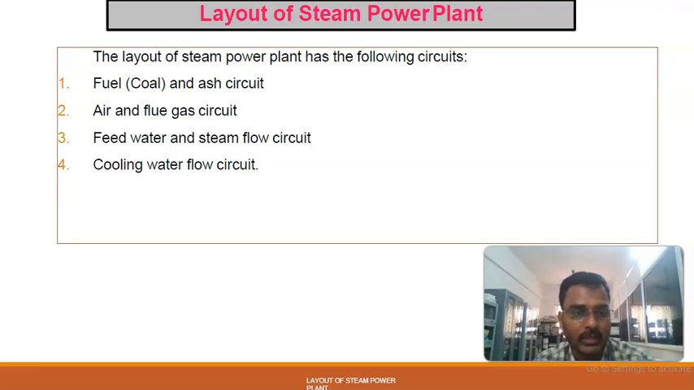Layout of steam power plant. The layout of steam power plant has the following circuits: fuel, coal and ash circuit; air and flue gas circuit; feed water and steam flow circuit; and cooling water flow circuit.